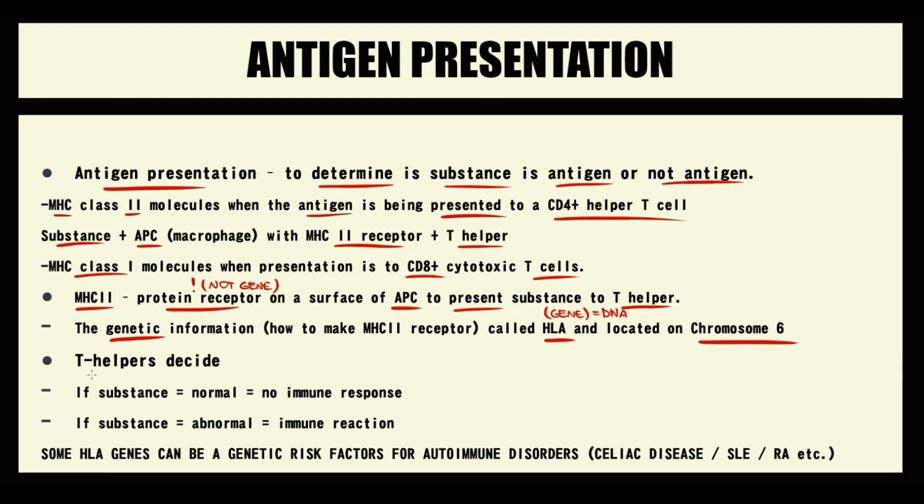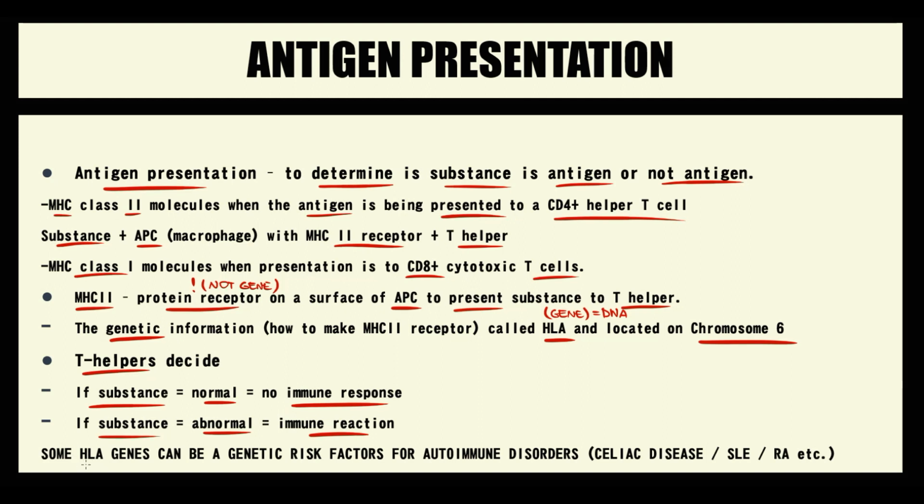When an antigen is presented to T helpers, it's T helpers that make a final decision. If they decide that the substance is normal, there will be no immune response. But if they think that the substance is something abnormal, they would start an immune reaction against this substance.